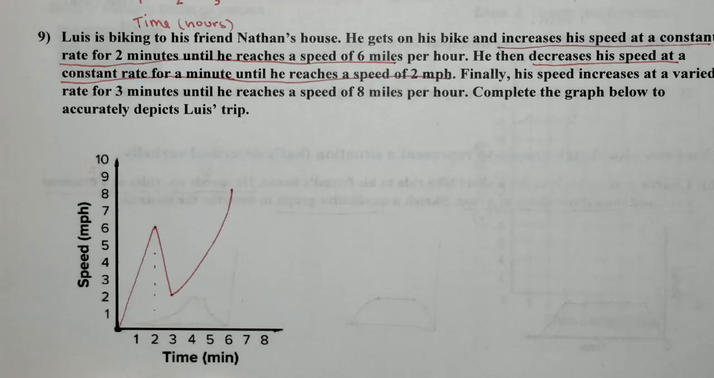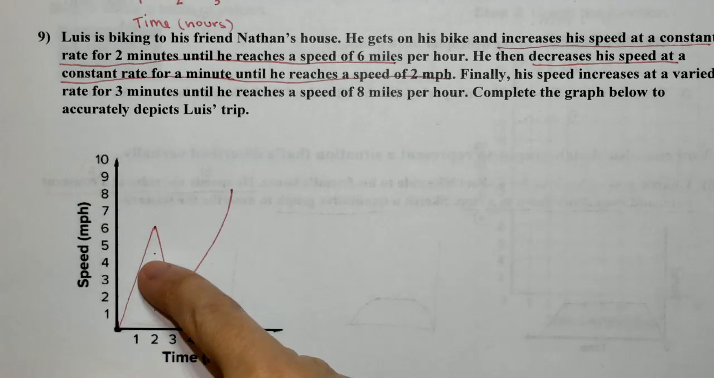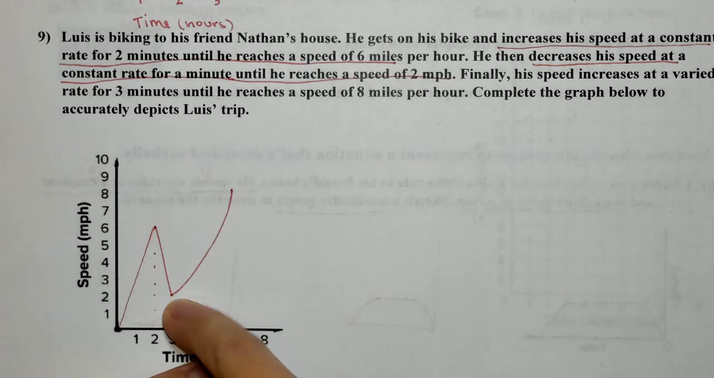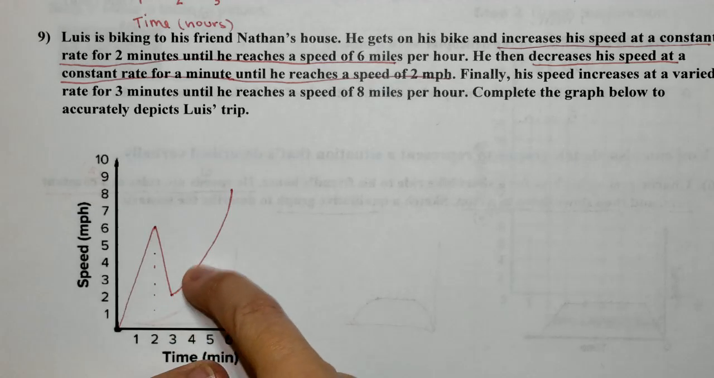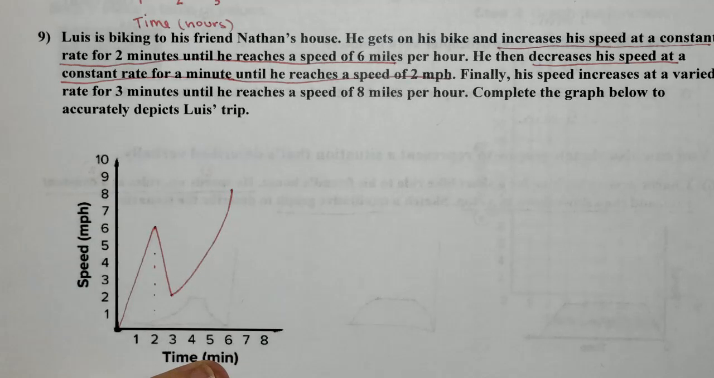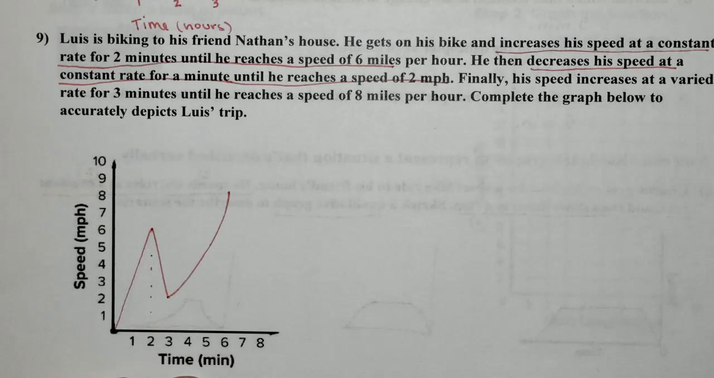So he gets on his bike, he increases his speed at a constant rate for 2 minutes until he reaches a speed of 6 miles per hour. He then decreases for 1 minute until he reaches a speed of 2 miles per hour, and then he increases his speed at a varied rate for 3 minutes until he reaches a speed of 8 miles per hour. Complete the graph below to accurately depict his trip. That is correct. So this concludes the 5-4 notes.